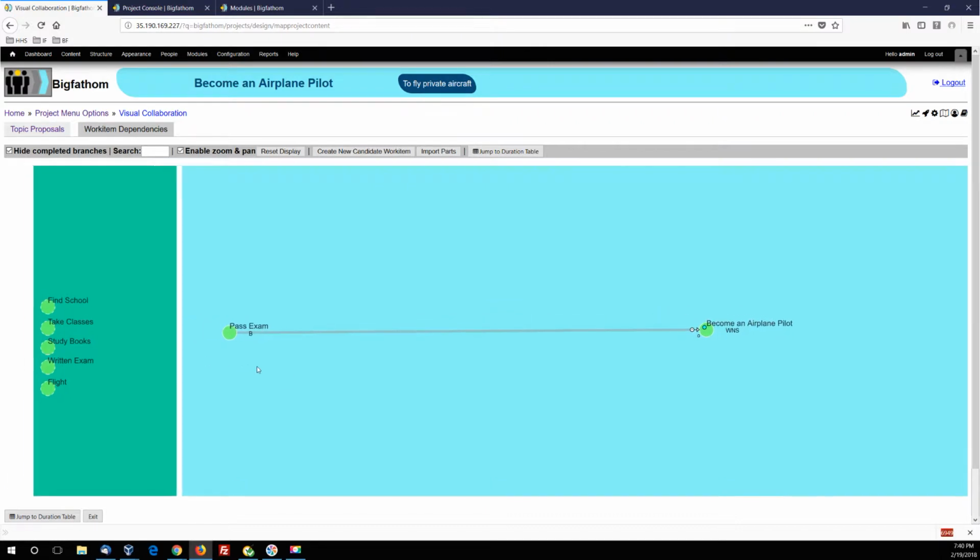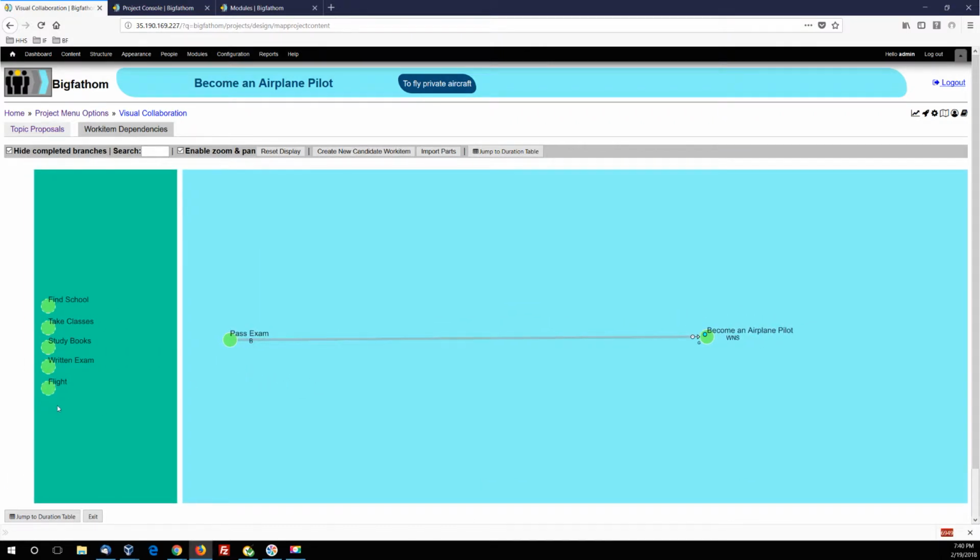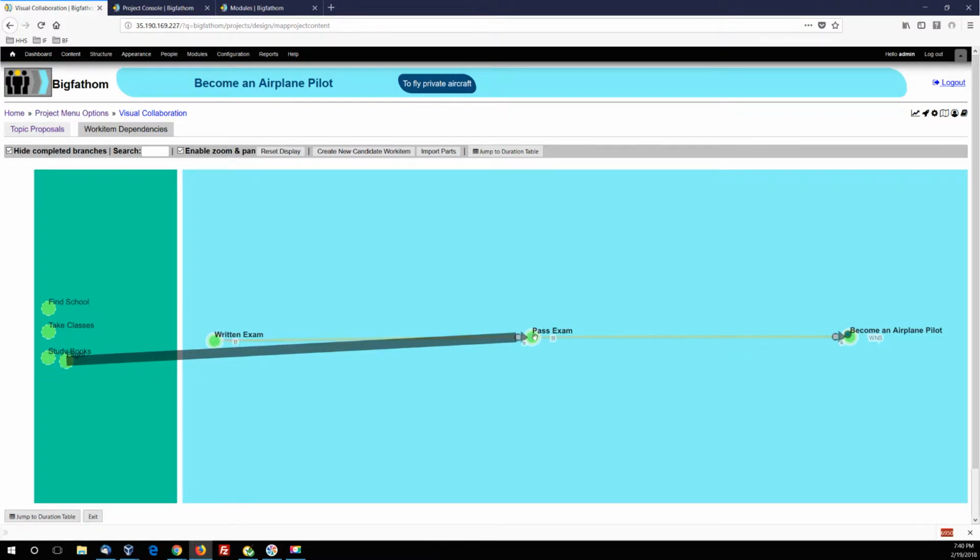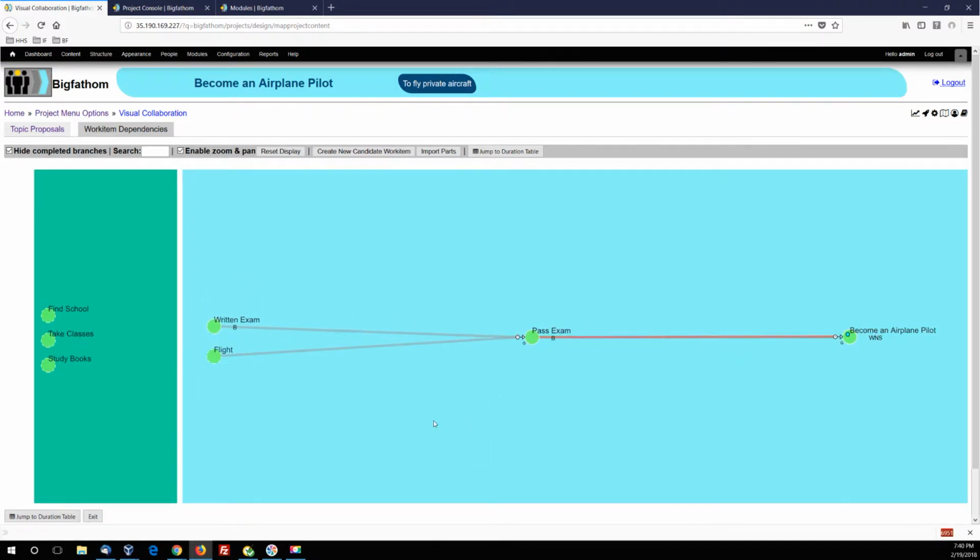To pass the exam, well, we've identified there being a written exam, and we've also identified that there would be a flight exam. Notice in Big Fathom, the illustration is showing that to pass the exam, this is influenced by the successful completion of the written exam and also the flight exam.